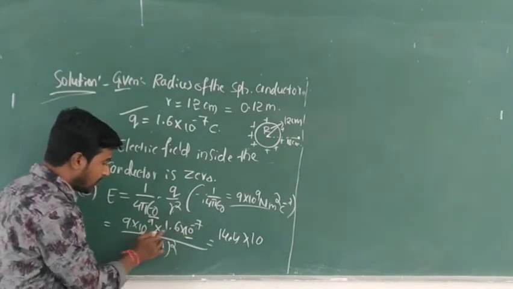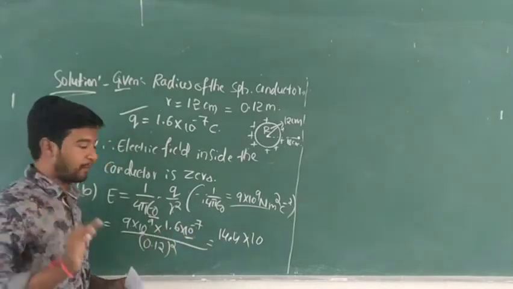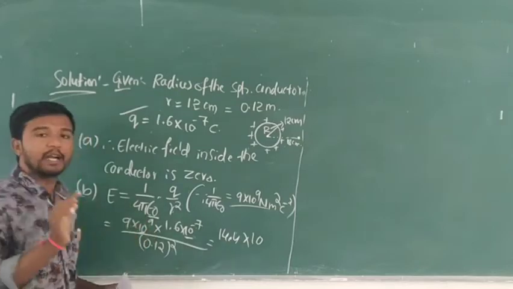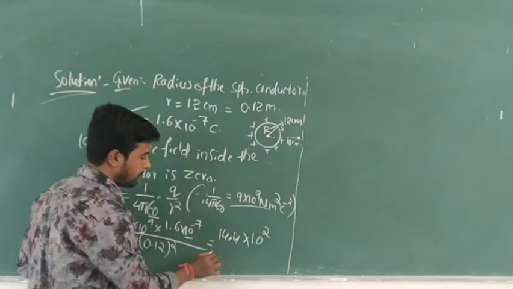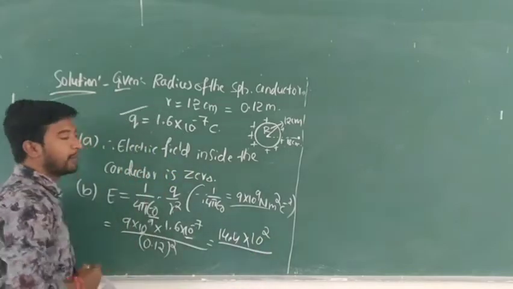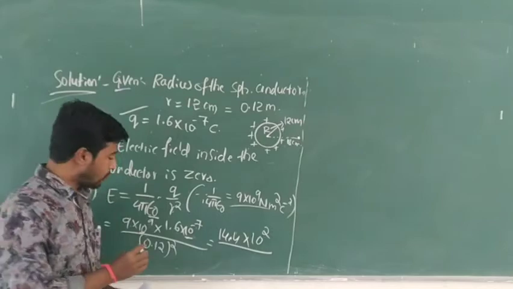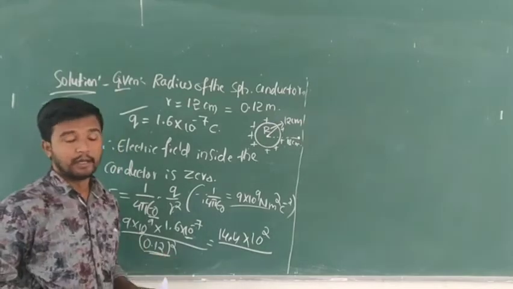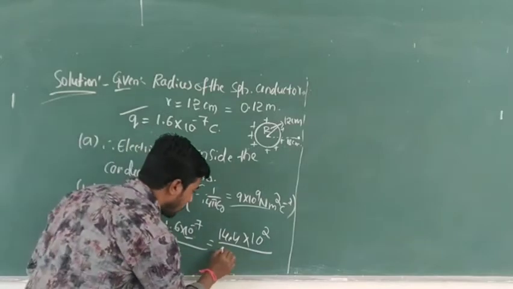Here the subscript 10 is the same. So the 10 factor is the same. Powers, we have to calculate only powers. 9 minus 7, how much? 2. Right? Here, divided by 0.12 whole square. 0.12, we have to square it. Okay? 0.12 whole square, how much?